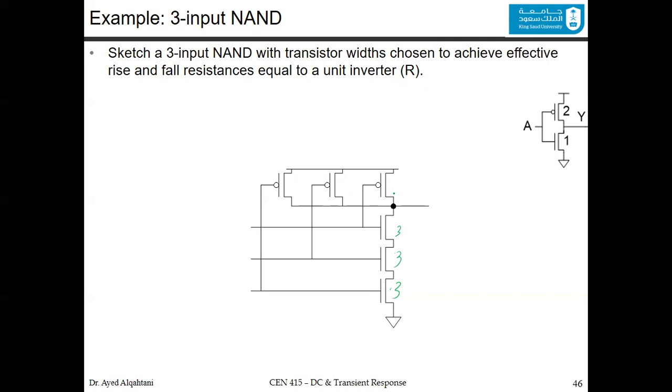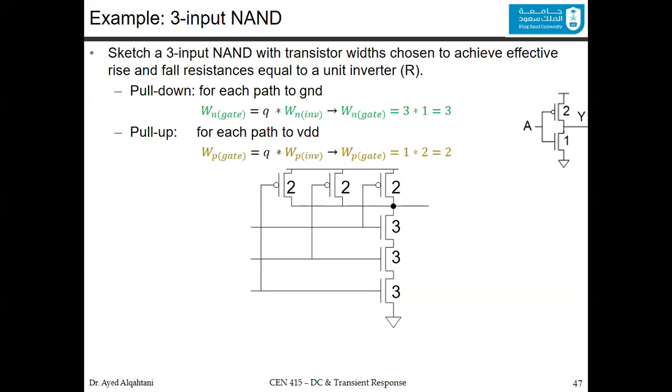You can pick any. So if we pick this one, then we would say it will have the same width as the inverter in the pull up. So if it's 2, then here it is supposed to be 2 for each one of them. And by the way, if you have transistors that are in parallel, they will have the same size. And basically what we did here is this. We applied exactly what we've said.